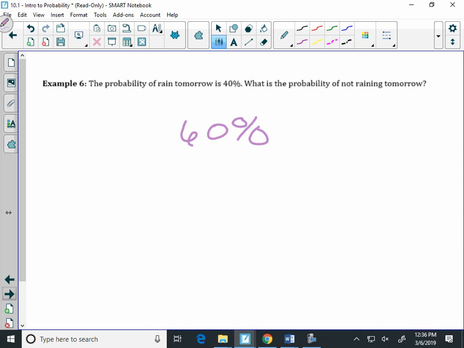One way of thinking about it, if you're stuck, we just said the complement and its event always add to 1. So if there's a 40% chance of it happening, you convert it to a decimal. If you do 1 minus 0.4, it gives you 0.6, which is 60%. Okay, so you can always subtract the probability of it happening from 1, and that will give you the probability of it not happening. Any questions over that?